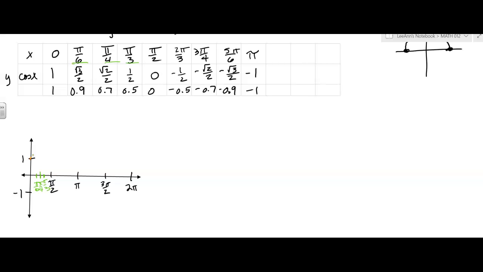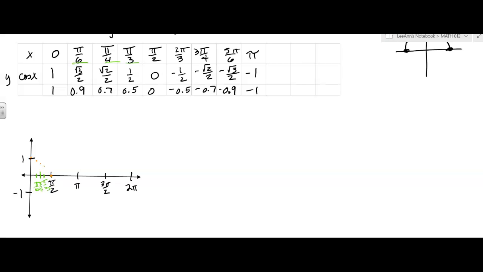And then pi over 6 is like 0.9, so it's way up there. Then pi over 4 is 0.7, so a little bit lower. Pi over 3 is halfway, so maybe right there. Maybe right there. And then pi over 2 is at 0. Now we went into the next quadrant.